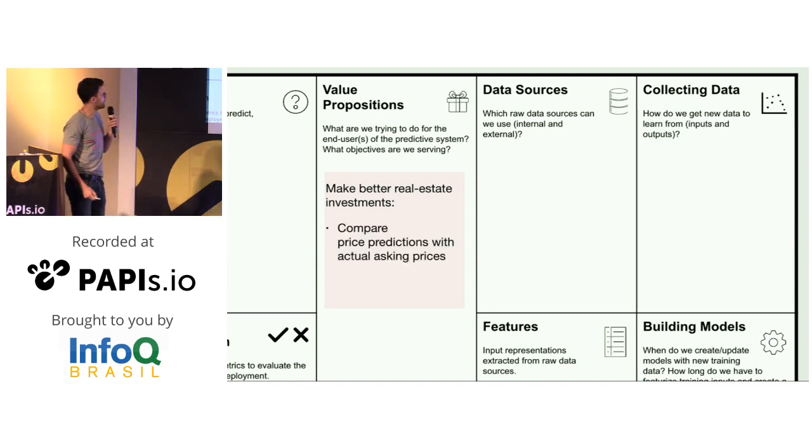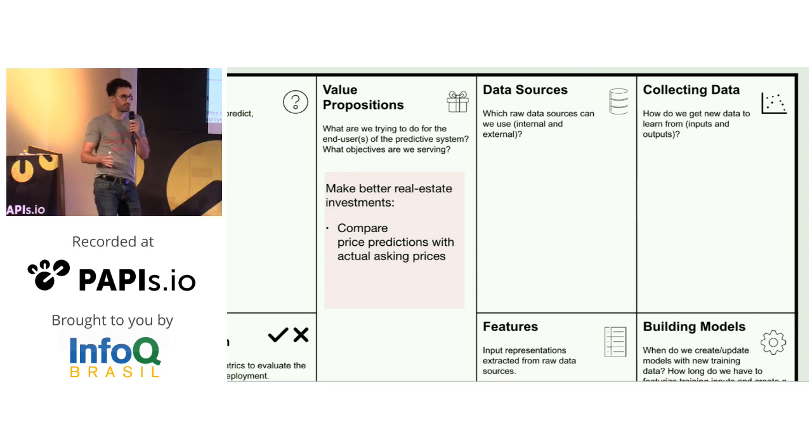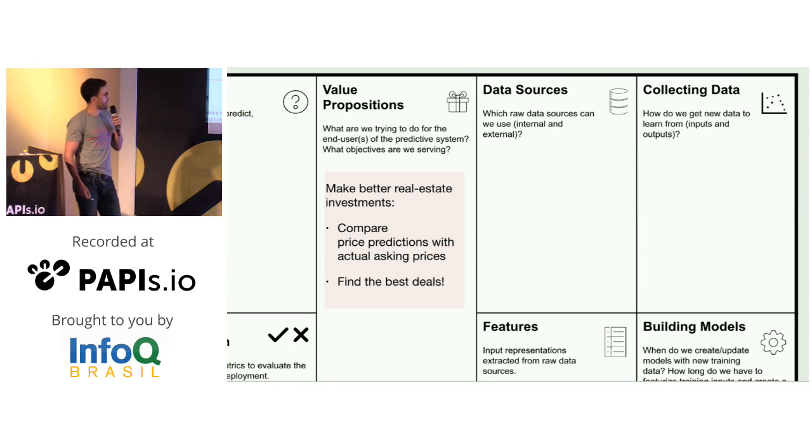And how would you do that? You'd compare the price predictions with the asking price. So if you're predicting that the value is higher than the asking price, it might be a good deal, right? Because maybe the property is undervalued. And that way you find the best deals. All right, let's keep it at that for now.